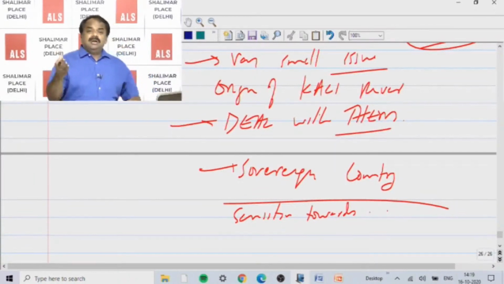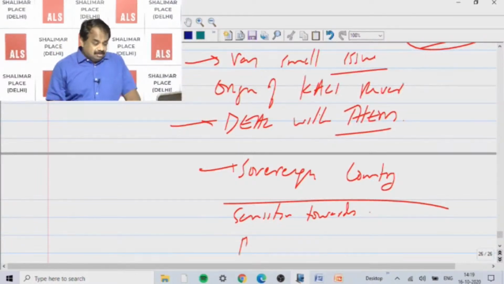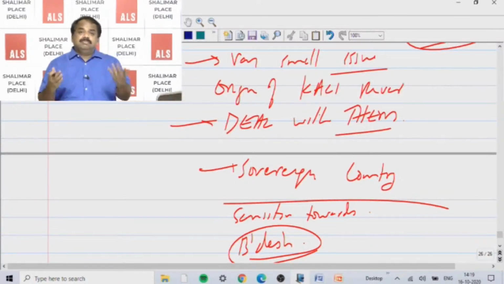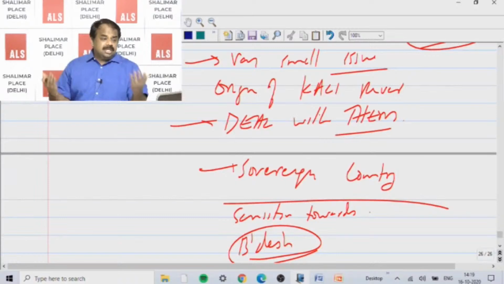If we can resolve our enclave issue with Bangladesh, we have resolved the enclave issue with Bangladesh. We have exchanged some territory. Why not resolve it even if there is some exchange of territory? Because for Nepal, it will go a long way in protecting the sentiments of Nepal.